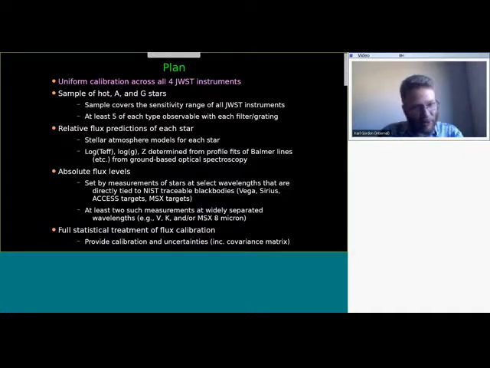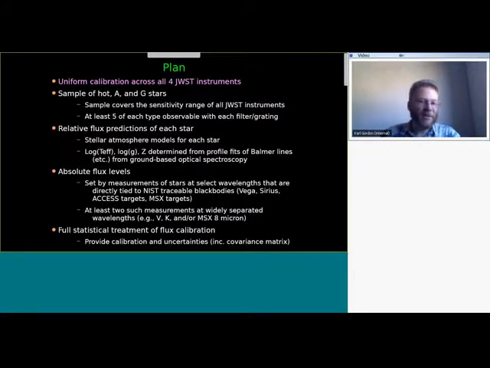We do relative predictions for each star. This is stellar atmosphere models fit to the observations of each star. And our goal, which we haven't achieved yet, is to get the effective temperature, gravity, and metallicity determined from profile fits of Balmer lines from ground-based optical spectroscopy, just like done for the white dwarfs.